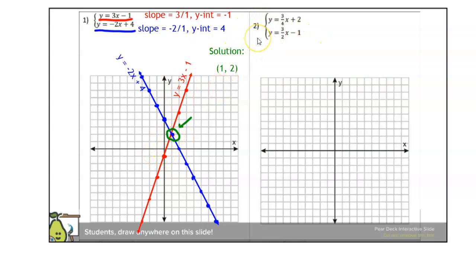Moving on to the next question, we'll do this a little bit faster. Here's the equation. Let's take a look at the slope and y-intercept. Slope is 3/4, y-intercept is 2, so 2 is the first point. Then I'm going to use 3 over 4 to go up 3 over 4, up 3 over 4. And make a straight line out of that.